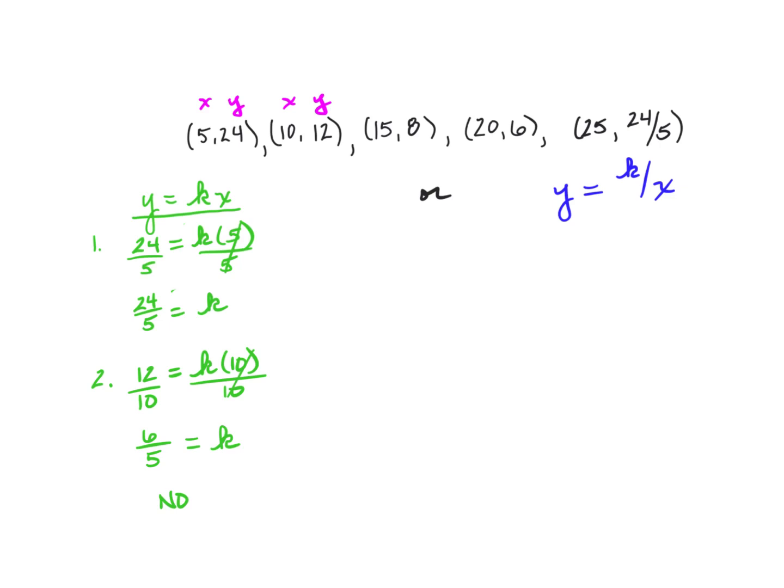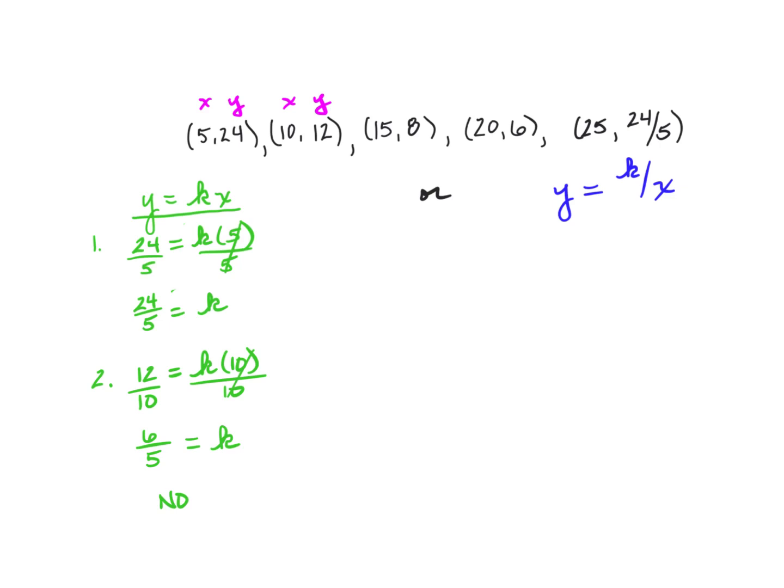Do they model an inverse relationship between x and y? In other words, if x goes up, y goes down. Or do they model a direct relationship between x and y, where if x goes up, y goes up, if x goes down, y goes down? That's what you're trying to decide.